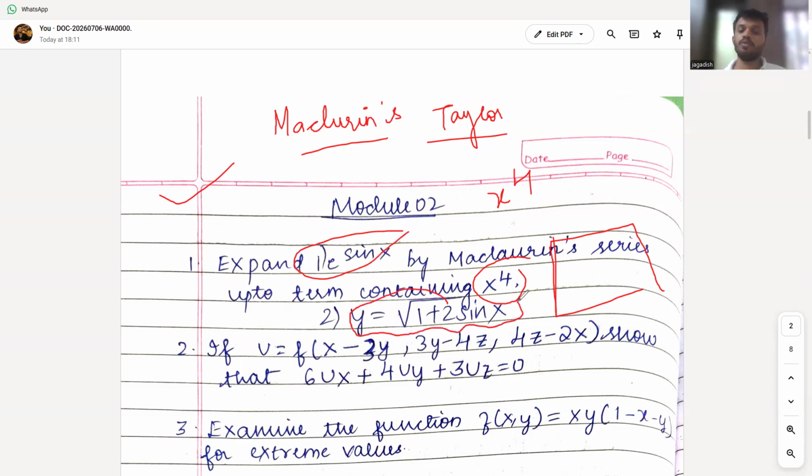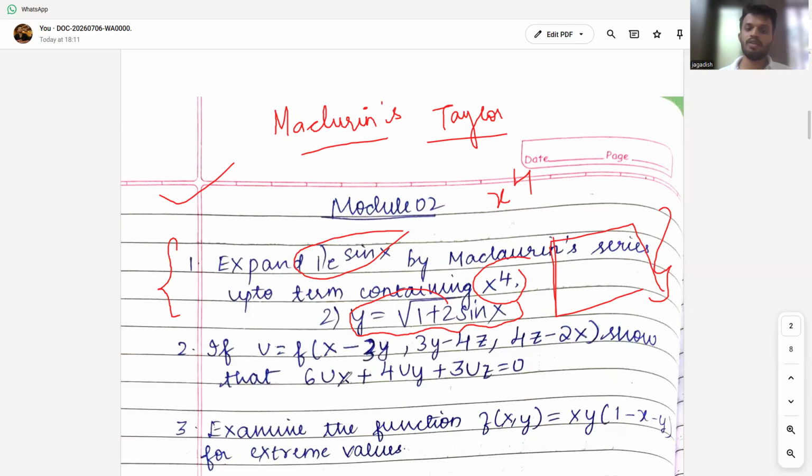So y is equal to 1 by root of 1 plus 2 sin x. This is very important. In Maclaurin series, these two problems are more repeated in your examination. Do solve the same to get better marks.